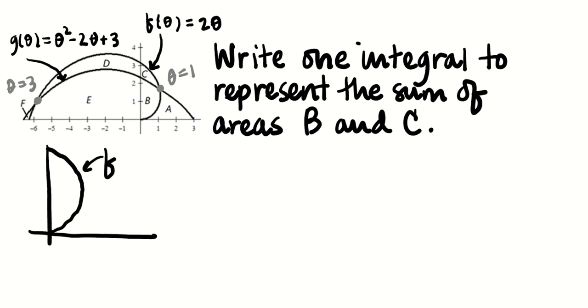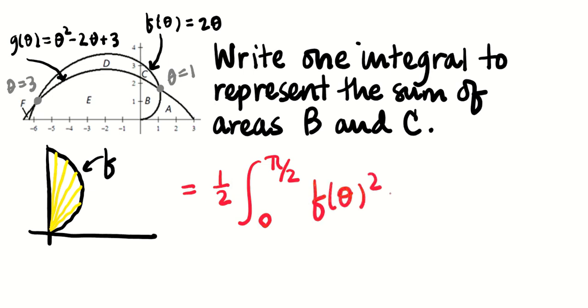So what I feel like I should be able to do is just start at 0 and integrate on f all the way up until pi over 2. Yeah, and I think that's going to be the way to go. Okay? So this area is going to be equal to 1/2 of the integral from 0 up to pi over 2 of f of theta squared, 1/2 r squared d theta, right? Okay, that's one integral.